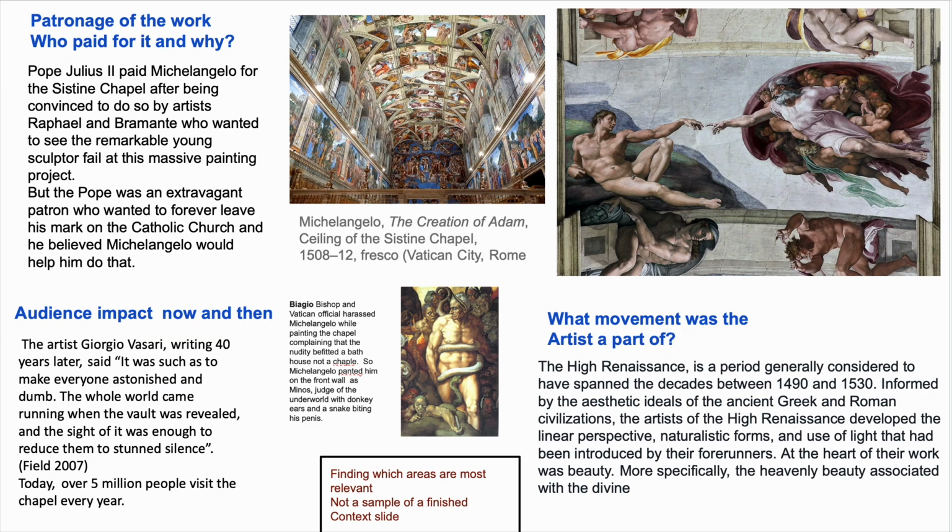Let's look at another one. So, okay. The Sistine Chapel. You can't get more famous than this, right? So first of all, this was a commission. So the patronage of the work and who paid for it and why is important. Pope Julius II paid Michelangelo for the Sistine Chapel after being convinced to do so by artists Raphael and Bramante, who wanted to see the remarkable young sculptor fail at this massive painting project. I found that tidbit fascinating.